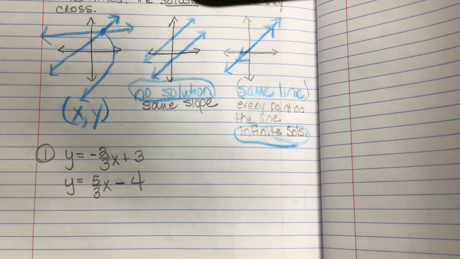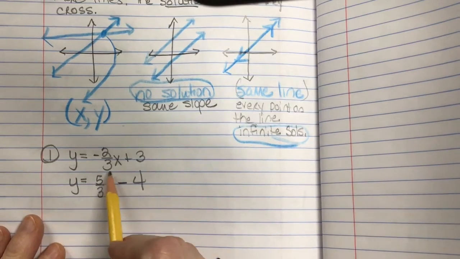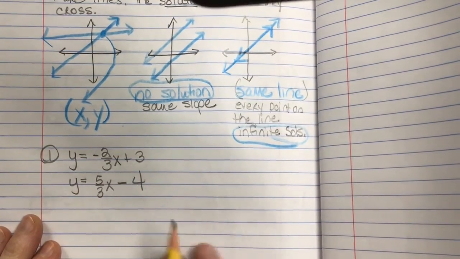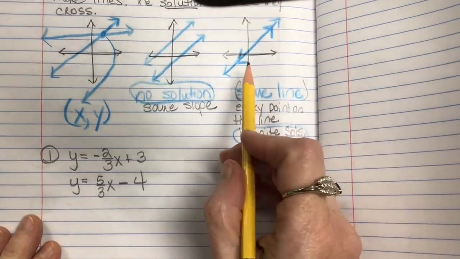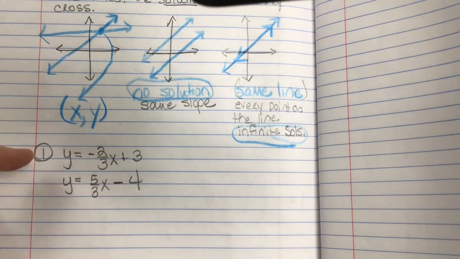If they were the same line, what would happen here? They would be exactly the same, wouldn't they? It would say y equals negative 2/3 x plus 3 and y equals negative 2/3 x plus 3. That would have been this one. And so where do they cross? Everywhere. I didn't give you any of those because that's too obvious.